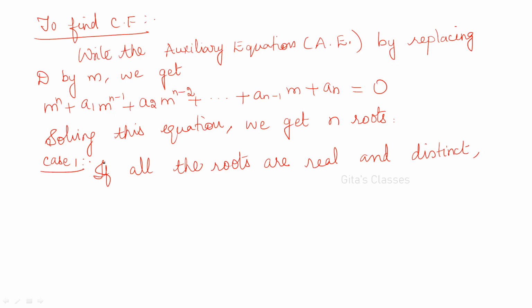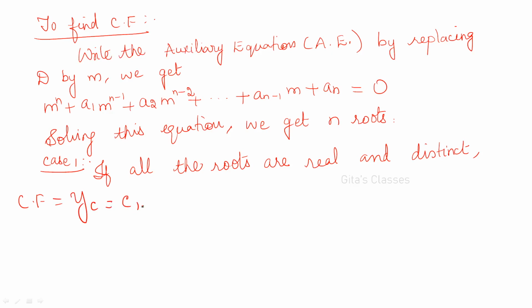So there are different cases. First case: if all the roots are real and distinct, distinct means different, then the CF will be yc is equal to c1.